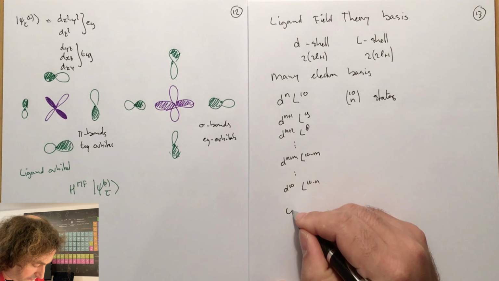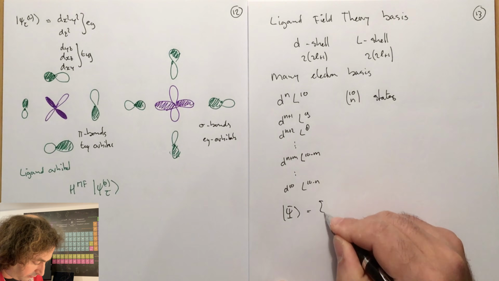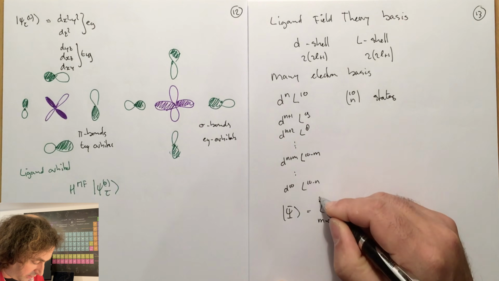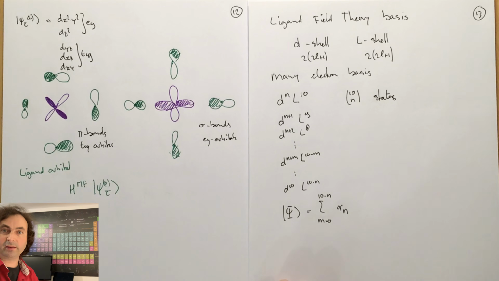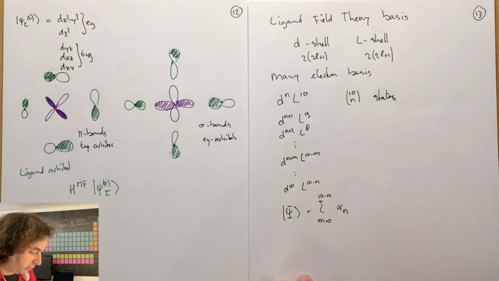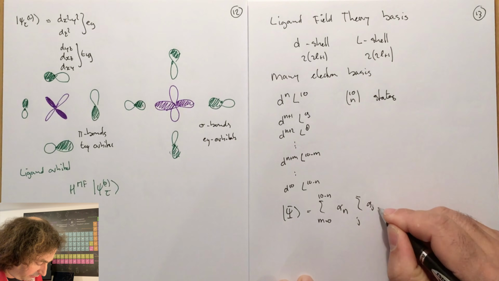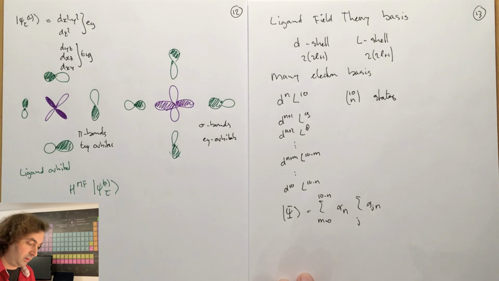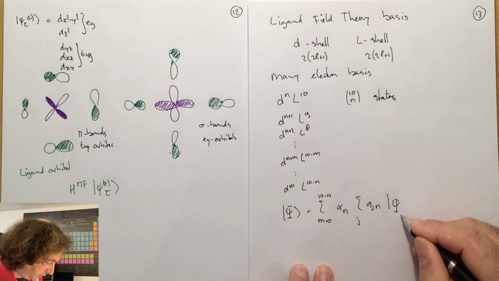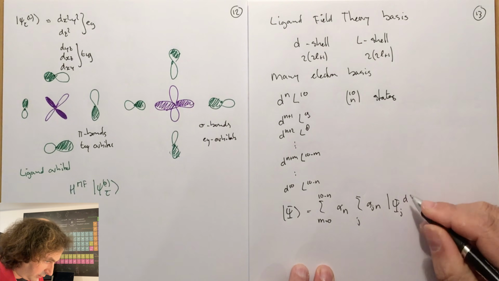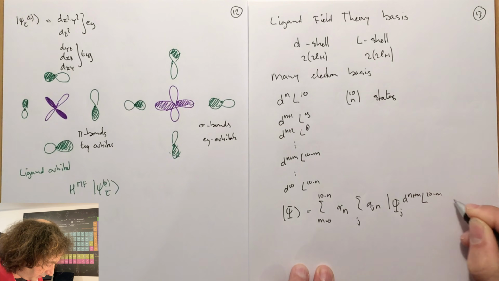Now our many-body wave function is a sum over m from 0 to 10 minus n, with a prefactor that tells you how much each configuration contributes, and then a sum where we have the prefactor telling you how much each state contributes to a specific configuration, and then a sum over the specific state within the configuration d^(n+m) ligand^(10-m).